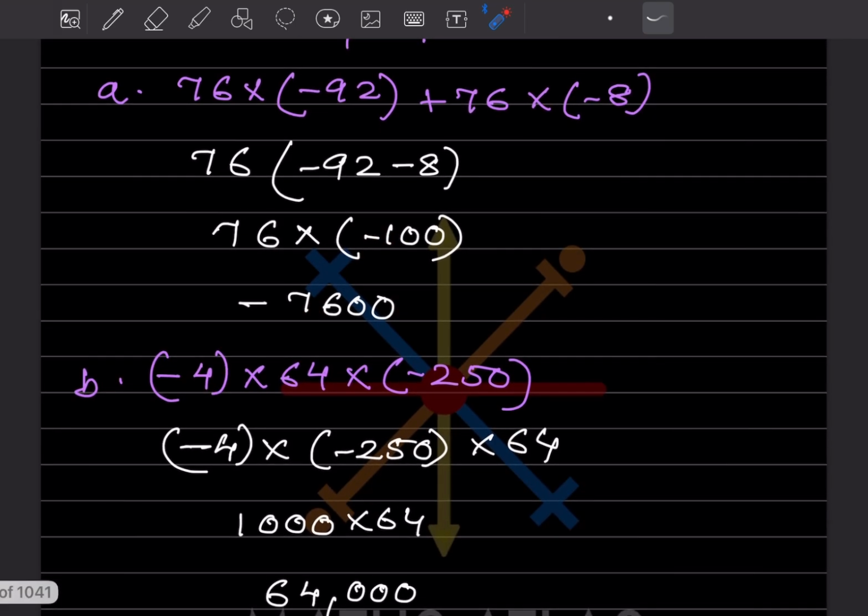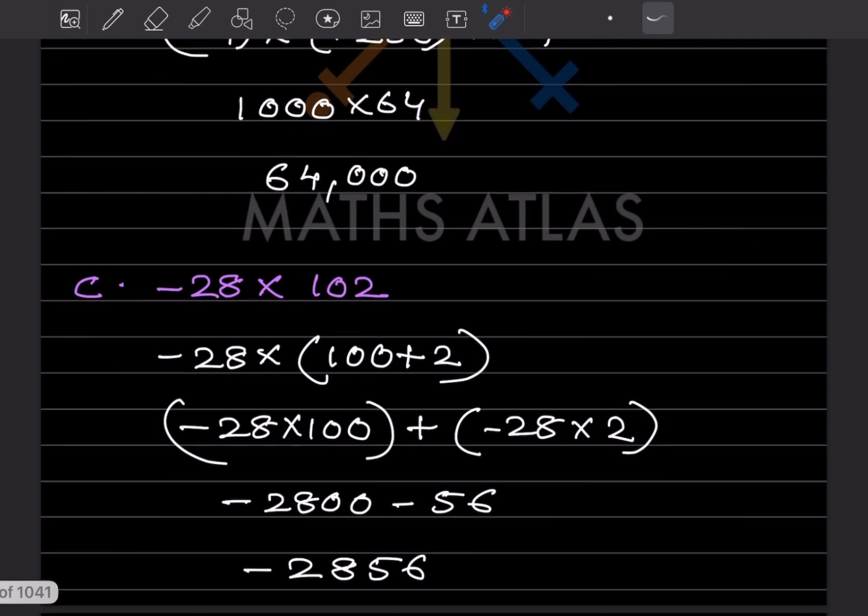So here, what we can do to simplify it, we can take this together. So that will be minus 4 into minus 250, and this will be here. So why did we take this here? This is going to be 1000, minus becomes plus, and this is 64. So that is going to be 64, and these 3 zeros, that will be 64,000.